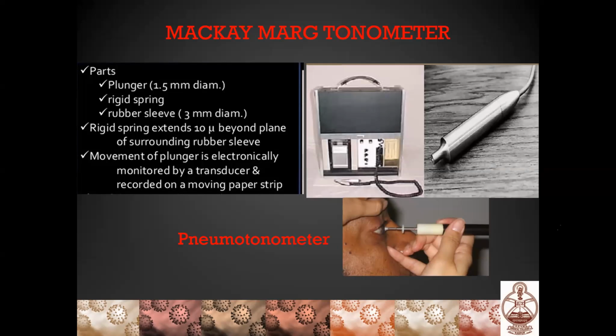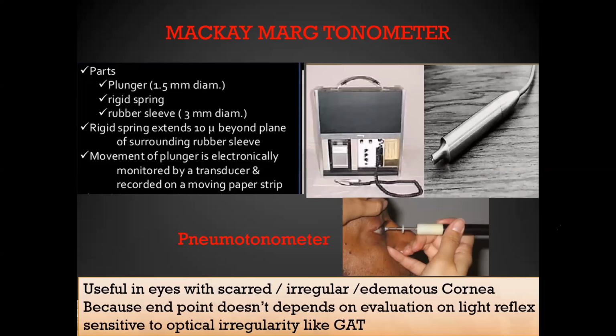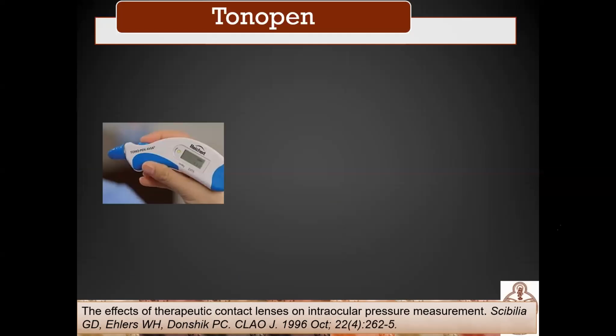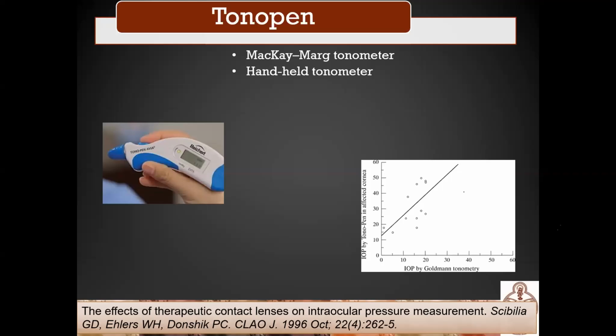But nowadays, the prototype of Mackay-Marg type of tonometer is TonoPen. Now, the same principle is here in TonoPen. The advantage is that it is a handheld device, and moreover, it has got a cap on its surface which is disposable. So if you remove this cap, you will have a sheet which is there on the surface of tonometer. It is disposable and can be removed in every patient. Now, the studies, they also say that the readings of TonoPen, they actually correlate with Goldman Applanation tonometry.